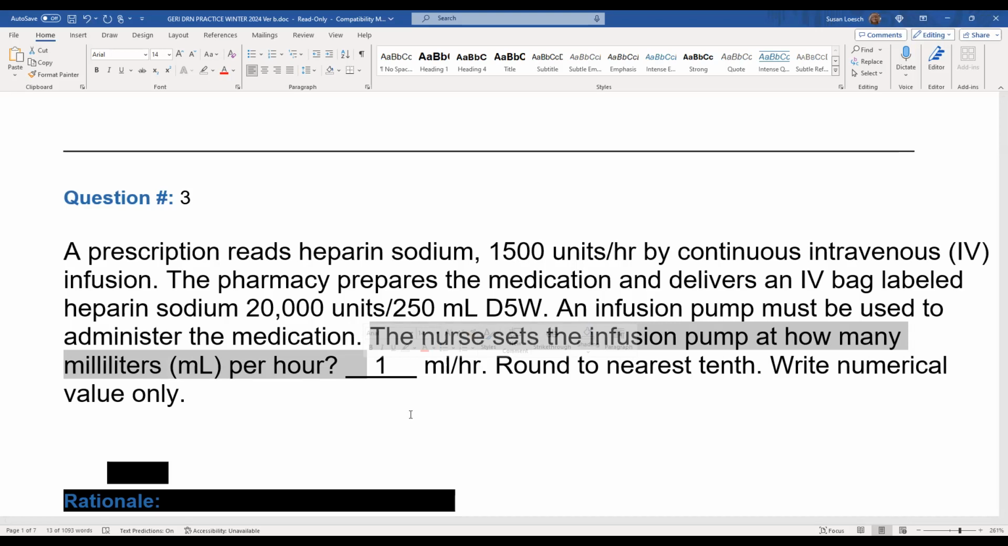Yes. So if you're given a dose, what's your formula? Desired over have. Okay. I always go to the given. What's the given? For this one, you have two givens. But the main given I look at first is what do we have on hand? Because that's what I'm going to put on the bottom. So what do I have on hand here? 20,000 units for 250 mL. Yes. Okay. And my pump is running at what?